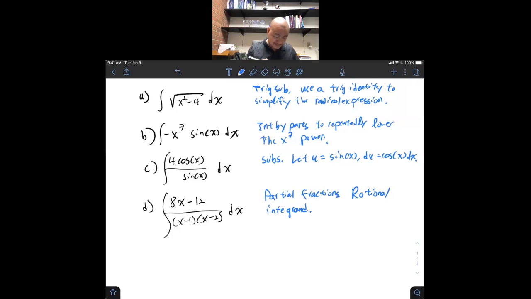And then we should end up with some sort of integral that's in terms of log the absolute value x minus 1 plus something log the absolute value x minus 2 plus c.